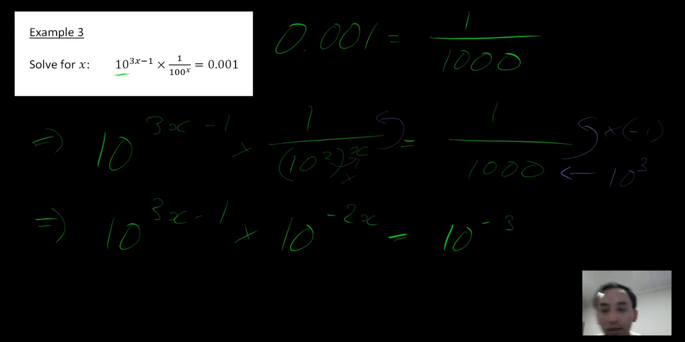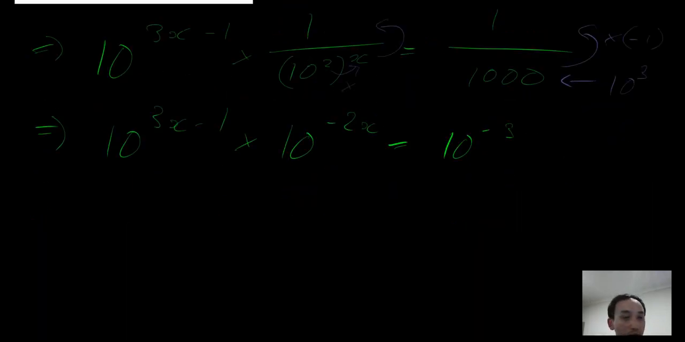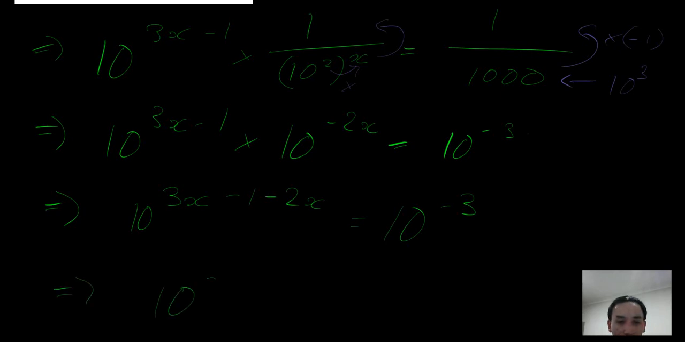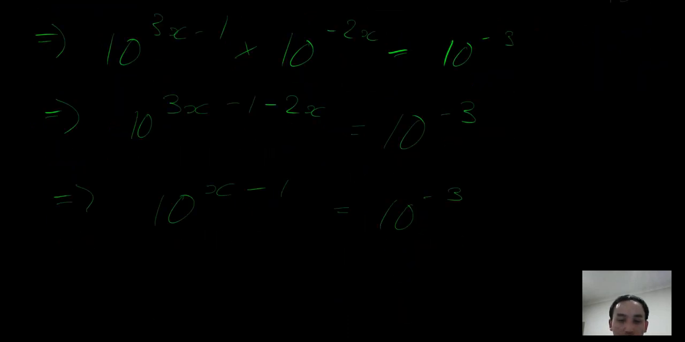Okay, now to keep going over here, we do need the left hand side to be a little bit more collected. So I'm just going to say it's 10 to the power of 3x minus 1 plus this negative 2x, so minus 2x, equal to 10 to the power of negative 3. Okay, let's tidy it up a bit more. Alright, and from here you can equate both indices since the bases are the same.